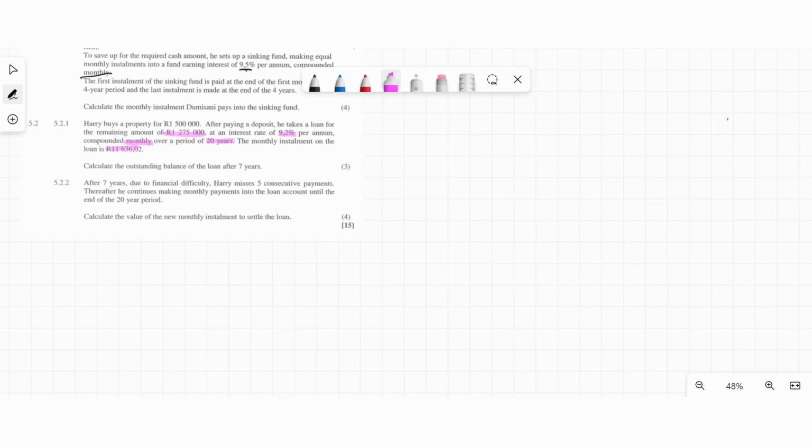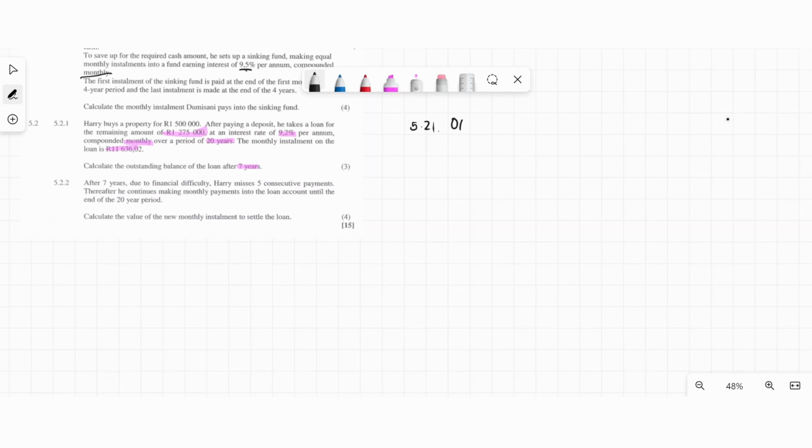Now they say calculate the outstanding balance after 7 years. What is outstanding balance? It's first how much the money grew from the time, like the actual money, this one, and how much it grew for 7 years minus the monthly installment. So this will be the formula. So outstanding balance, which I'm going to call OB.